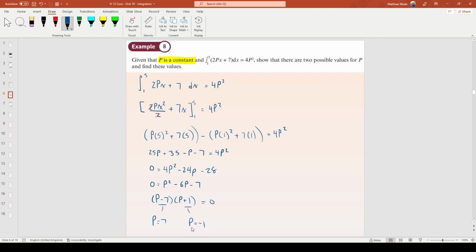Well, by Jove, my lovelies, we've answered the question. What values of p pull it off? Well, those two values there, 7 and minus 1.